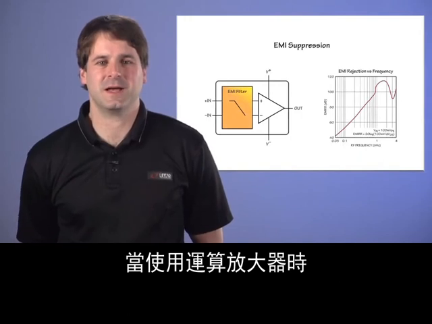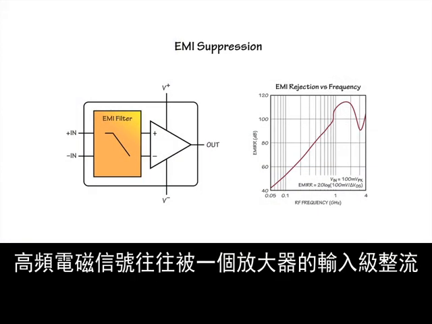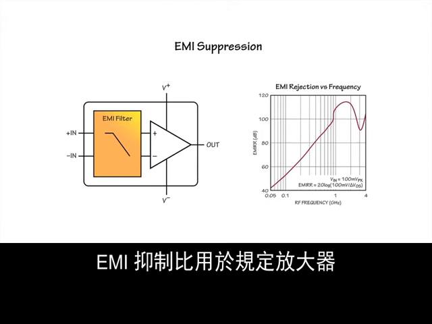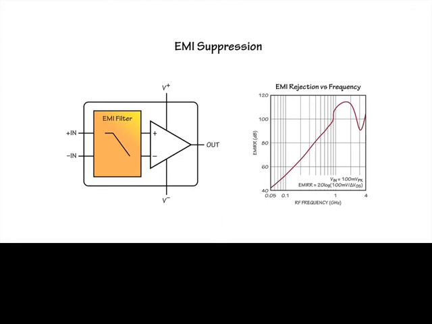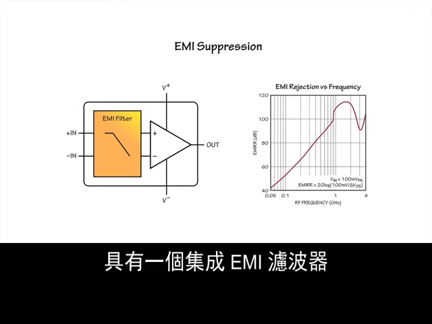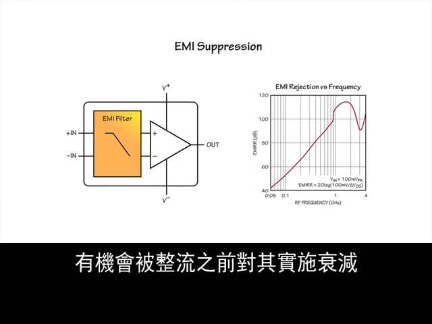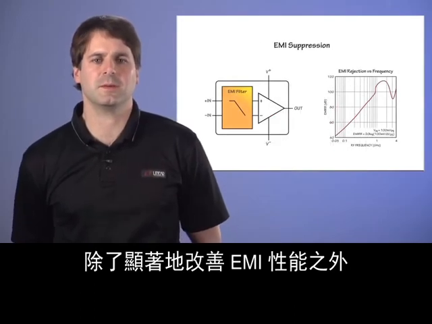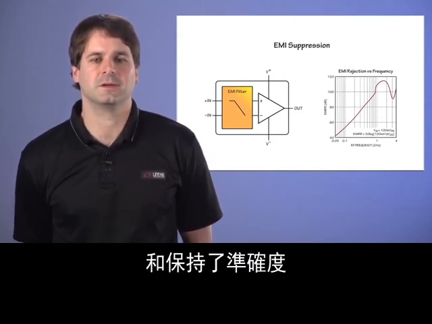Electromagnetic interference, or EMI, can cause significant errors when operational amplifiers are applied. High-frequency electromagnetic signals tend to become rectified by an amplifier's input stage, causing a DC shift in offset voltage. EMI rejection ratio is used to specify how well an amplifier rejects this rectification. The LTC 2063 features an integrated EMI filter on the input pins, which attenuates high-frequency signals before they have an opportunity to be rectified. In addition to significantly improving EMI performance, this simplifies design, reduces component count, and preserves accuracy.